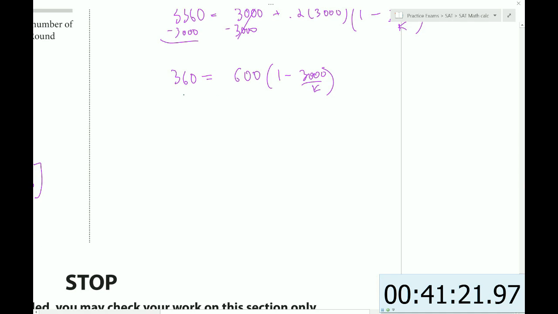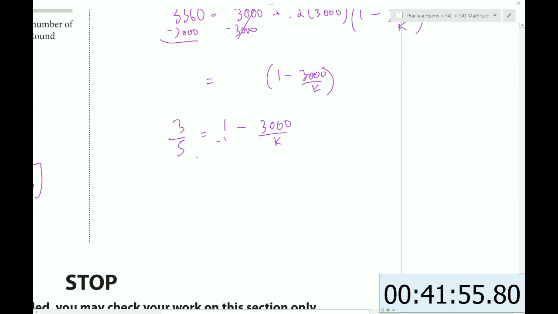Now we can divide by 600 on both sides, right? Gets rid of this. And we have a 0 sticking out here. So we can multiply. This is really 6 times 6, and this is 6 times 10. Okay, so we can cancel out the 6's. And then 6 is really 3 times 2, and this is really 5 times 2, and we can cancel out the 2's. So we end up with 3/5 on this side. So we get 3/5 equals 1 minus 3,000 over K.